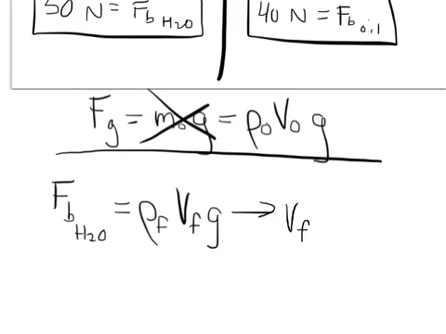I have a question. Solve for VF first. I didn't do that. Do it. VF equals FB over rho F G. Good. What's your question now?